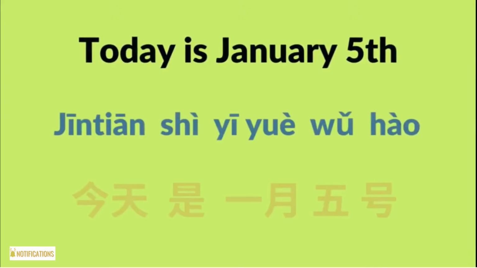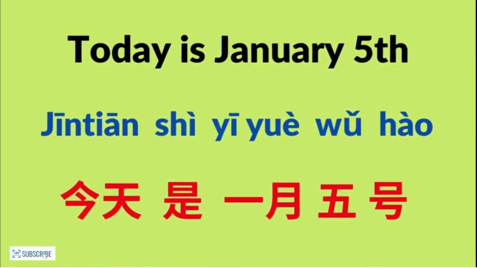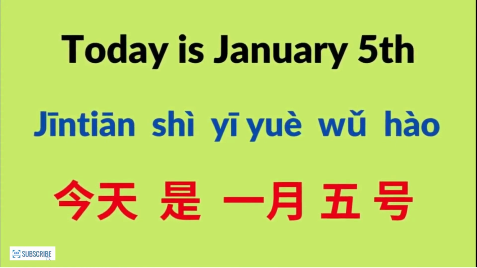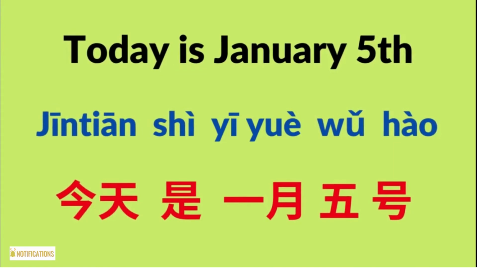Let's say today is January 5th. By the way, today is not January 5th, we just pretend. So in Chinese, we can say 今天是1月5号. 1月 is January, 5号 is the 5th. 今天是1月5号. Today is January 5th.